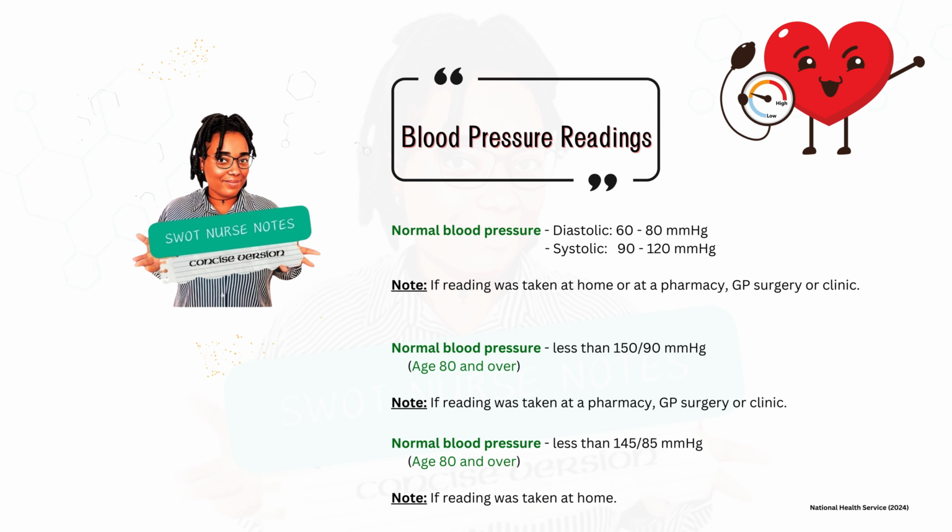For the age group 80 and over, the arteries get stiffer due to physical changes. The ideal blood pressure reading that would be considered normal for this age group and over would be less than 150 mm of mercury over 90 mm of mercury. Note carefully, this is only if the reading was taken at a pharmacy, GP surgery, or clinic. If done at home, less than 145 mm of mercury over 85 mm of mercury.